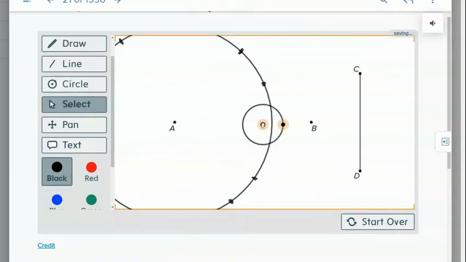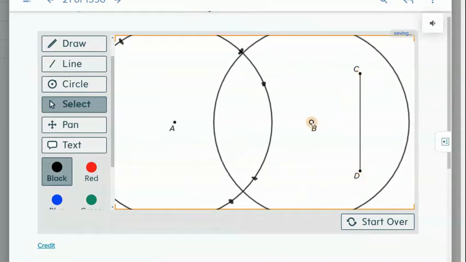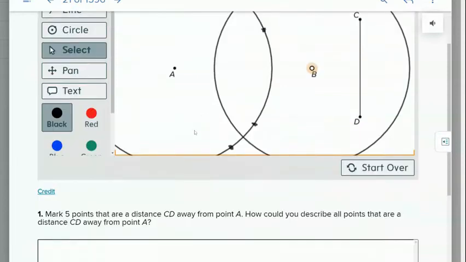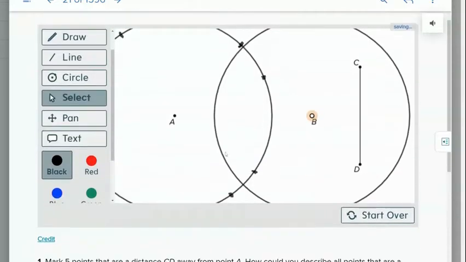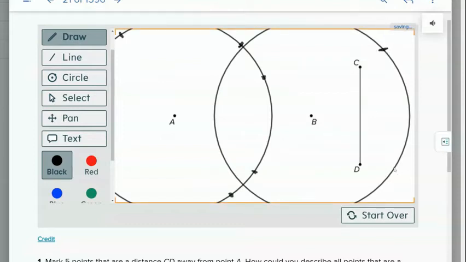All right, let's get your circle. I recommend using CD for your radius. And then center that circle on point B, yeah? And then create your five points, all right? Use the draw tool, probably the best. I'll make one right here, a point here, another point here, a point here, another point here. So those are my five points.